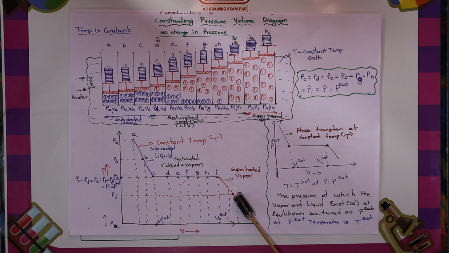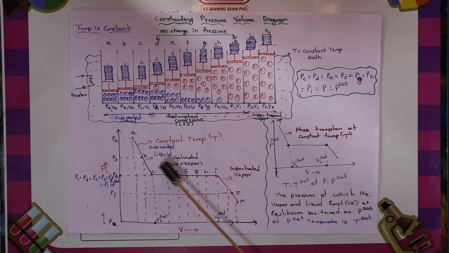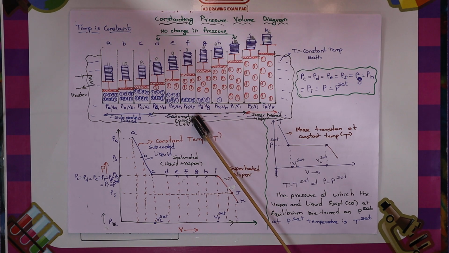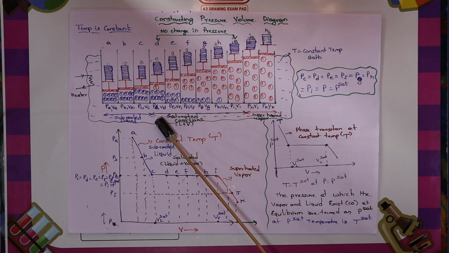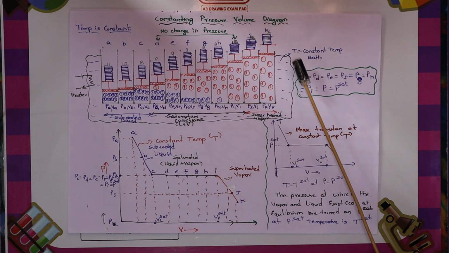That is why it is indicated by the red line. Earlier it is called saturated liquid, subcooled liquid. It becomes a liquid plus vapor, which is called saturated conditions, and beyond a certain point it is only vapor. It's called a superheated vapor. Okay, that means this entire experiment is conducted at one particular temperature, because I am maintaining the temperature in the bath, which is temperature T.